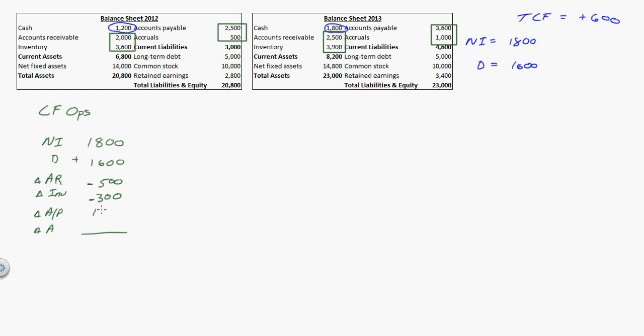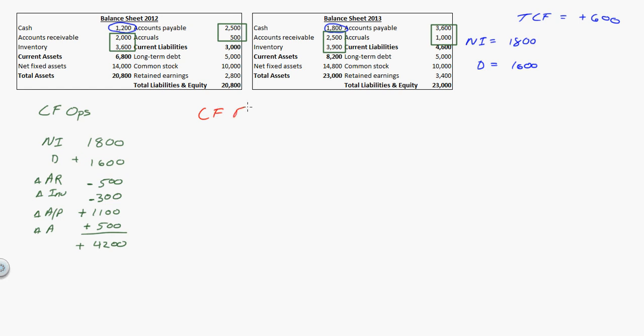Accounts payable went up by $1,100, so it's like I'm borrowing money from somebody else. That's the accounts receivable to the other person, right? I did owe $2,500, now I owe $3,600. That's a positive cash flow. Accruals, same thing. I owed $500, now I owe $1,000, so that's a positive cash flow. That winds up being positive $4,200.